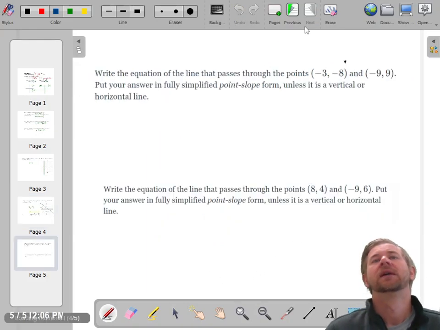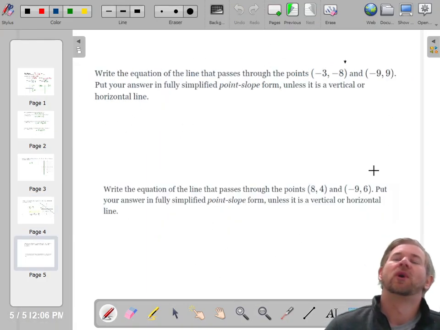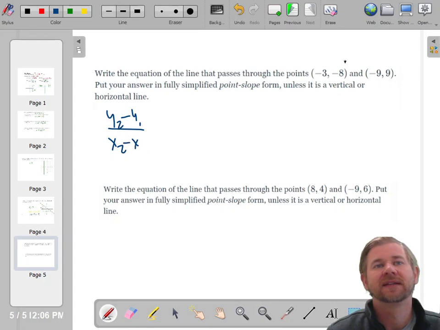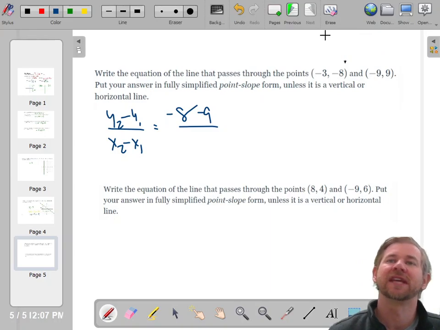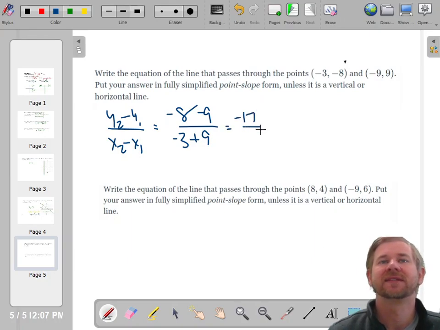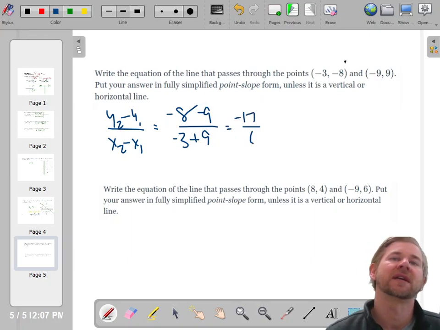Okay. All right, what if I don't give you a graph? You have to use the slope formula. Oh no, y2 minus y1. You're just subtracting. It doesn't matter what order you put the points in as long as you're consistent. So negative 8 minus 9, excuse the bell, negative 8 minus 9, and then as long as I go the same way, I have to start here. Negative 3 minus negative 9, like that. That's negative 17 over 6.